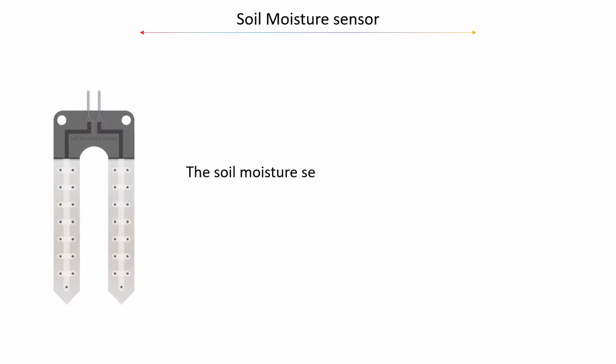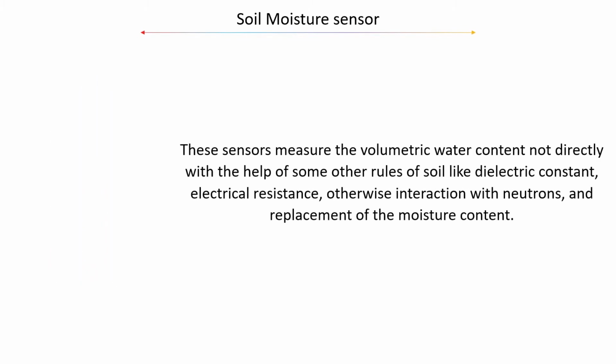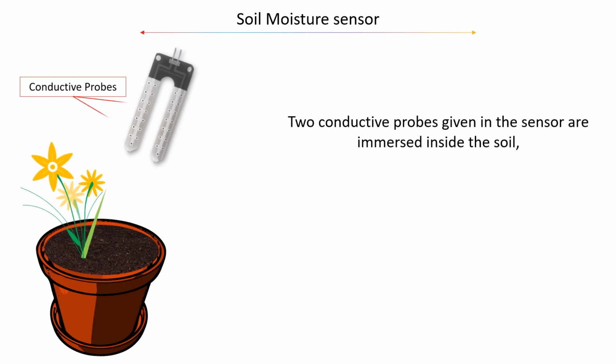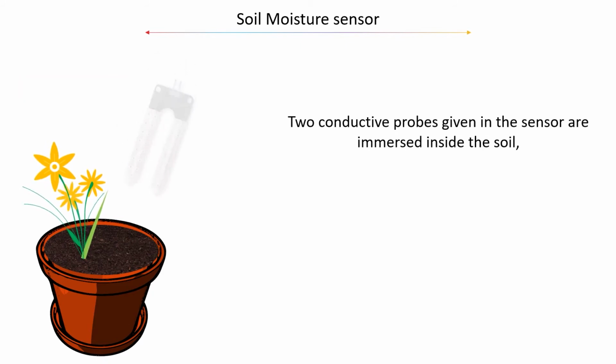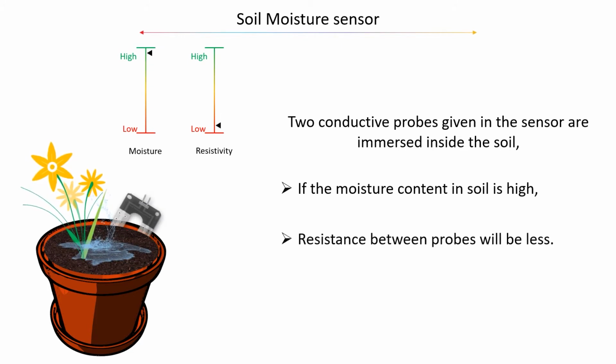Soil moisture sensor. The soil moisture sensor is a kind of sensor used to gauge the volumetric content of water within the soil. These sensors measure the volumetric water content not directly but with the help of some other properties of soil, like dielectric constant, electrical resistance, or interaction with neutrons, as a replacement for the moisture content. 2 conductive probes in the sensor are immersed inside the soil, and if the moisture content in the soil is high, the resistance between the probes will be less.